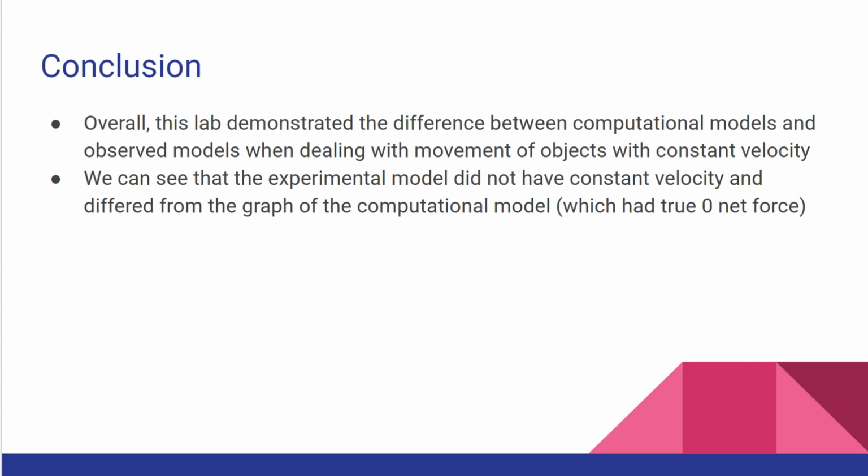So, in conclusion, the lab demonstrates the difference between computational models and observed models when dealing with movements of an object with constant velocity in one direction. We can see that the observed model and computational model differed from each other, since the experimental model did not have constant velocity, while the computational model had true zero net force.